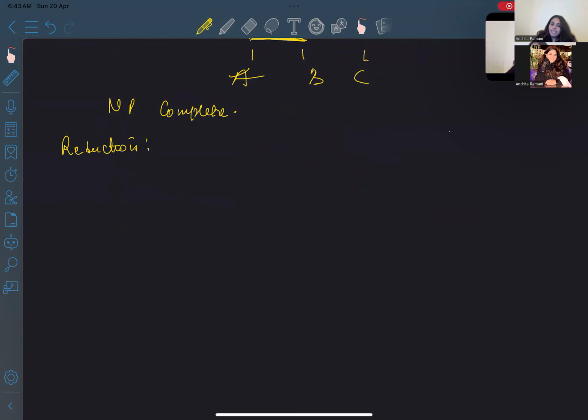A reduction, as I talked about before, is a way to say that if I can solve problem B, then I can also solve problem A by converting A into B easily. So solving B would be solving A, right? We saw that previously: we just convert the inputs and find the output using the known algorithm.